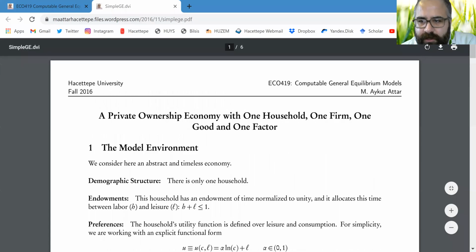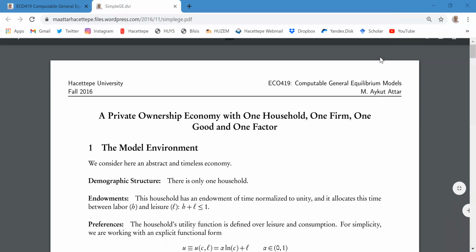Good morning, everybody. This is ECO419 Computable General Equilibrium Models. And this is our 5th lecture. In this lecture, we're going to look at what I call the toy model, toy general equilibrium model.